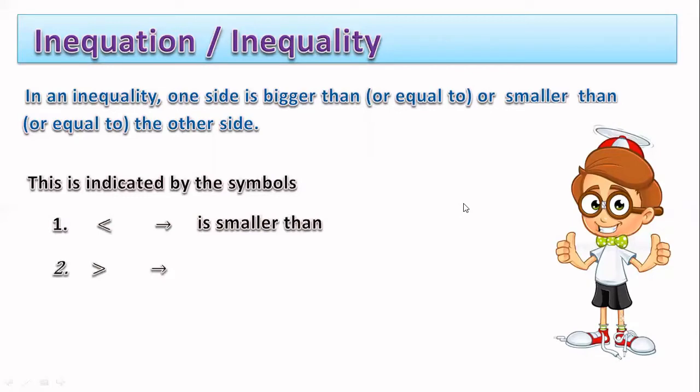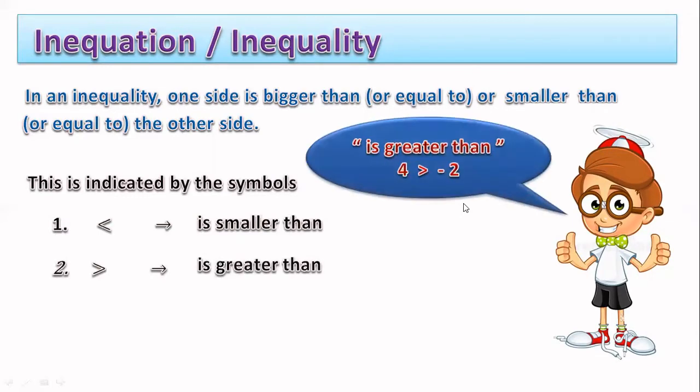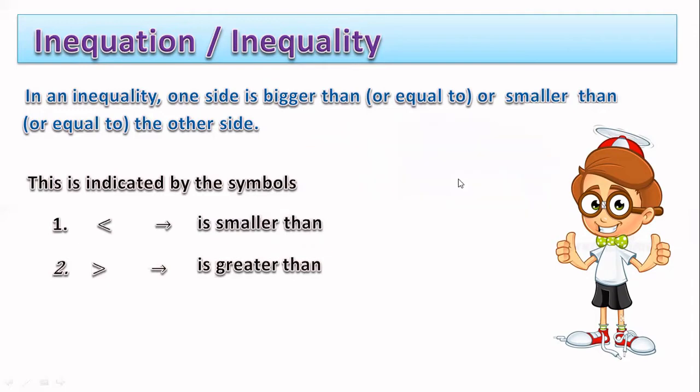The second symbol is just the opposite direction of the first one, and it is read as is greater than. To clarify it further, I have written one example here: 4 on one side and -2 on the other side. We know that 4 is greater than -2. That's why we have written it like this and read it as 4 is greater than -2. Right? Now let's go to the next symbol.